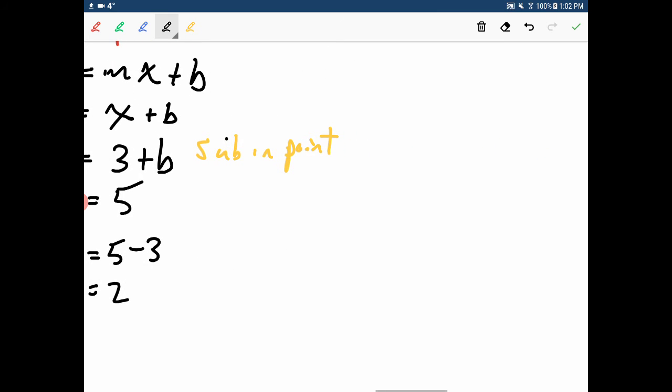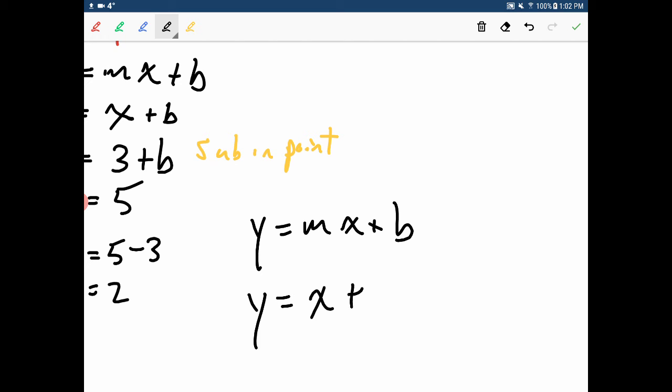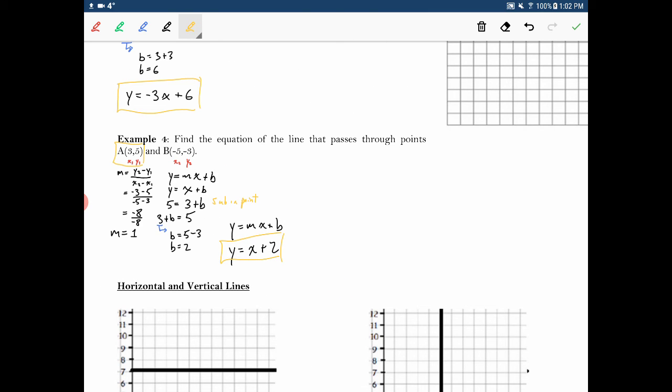So from there, we can say y is equal to mx plus b, and we now know that m is equal to 1 and b is equal to 2. So we just have y equals x plus 2. And that is your final answer. Okay? So there you go.